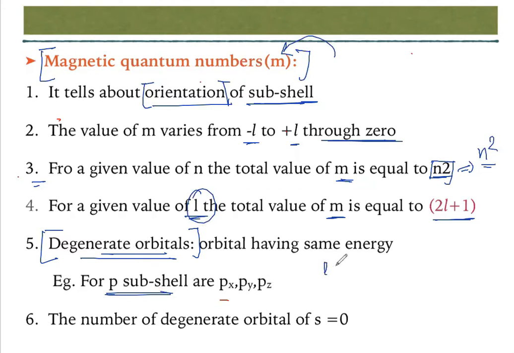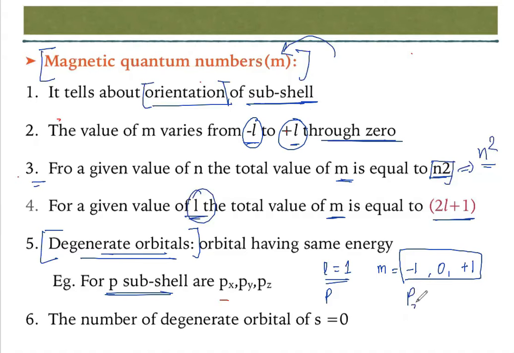So for an example, you take if L is equal to 1. So this we know that is P, right? If L is equal to 1, that is P. So for L equal to 1, what are the values of m? m can be minus L to plus L, that means including 0. So the values of m will be minus 1, 0 and plus 1. These 3 values are called degenerate and they have the same energy. So minus 1 represents one orbital, that is Px, 0 represents Py, plus 1 represents Pz. So here it is given Px, Py and Pz.